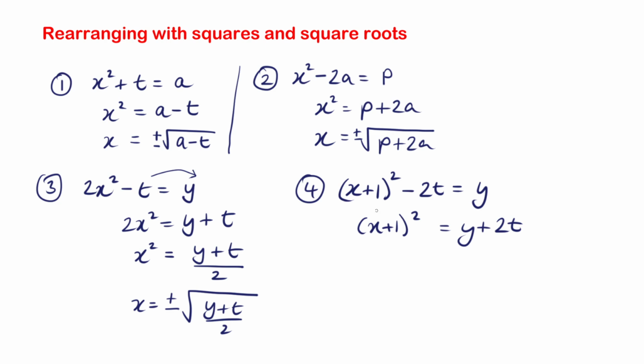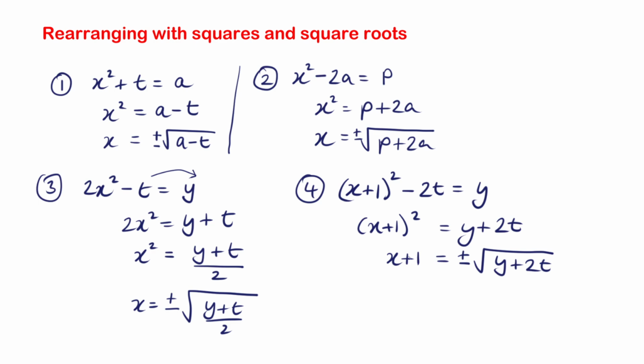Well, this time we need to square root first because the x plus 1 is kind of trapped inside the squared. The whole of the left-hand side is being squared. So that means you can square root both sides. If we square root this side, we'll just have x plus 1. And when we square root the other side, we will have this. And don't forget, we need to put the plus minus.